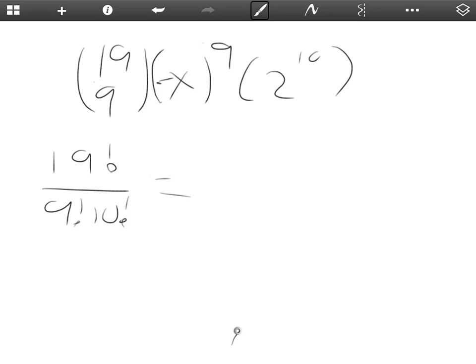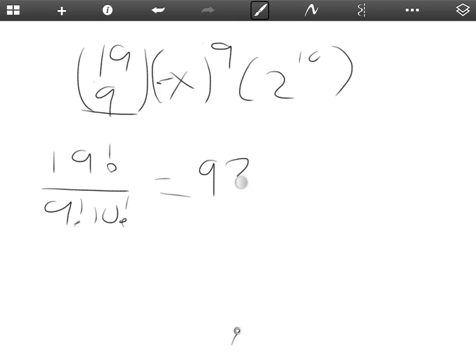Can I do this faster? 10 factorial, which is, what did I do? It's 92378. Let me double check that math really fast, divided by 10 factorial, 9 factorial. I'm just double checking my math here. 92378, yeah. So we got the coefficient out here.